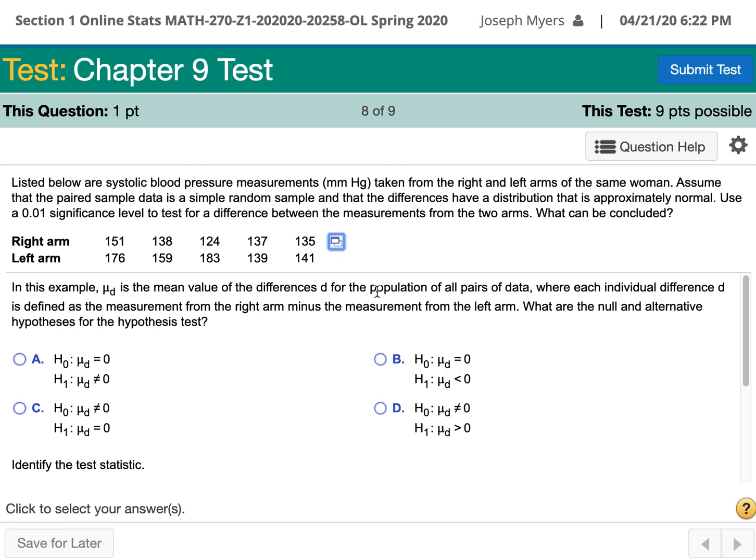So it says test for a difference between the two arms. If there's a difference between the two arms, that means the difference is not equal to 0. If there's no difference, that means the difference is equal to 0. So the hypothesis that's correct for this problem is equal to 0 or not equal to 0, meaning there's no difference or there is a difference.